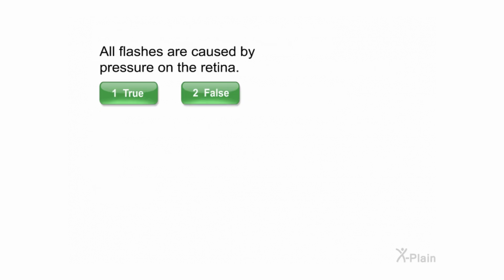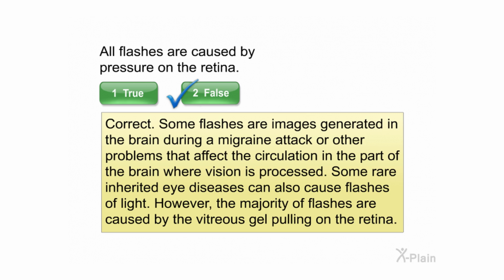All flashes are caused by pressure on the retina. Select true or false. Correct. Some flashes are images generated in the brain during a migraine attack or other problems that affect the circulation in the part of the brain where vision is processed. Some rare inherited eye diseases can also cause flashes of light. However, the majority of flashes are caused by the vitreous gel pulling on the retina.